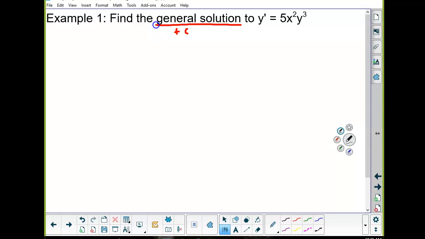Notice how this doesn't have that differential in it. It has y prime. So what we need to do is we need to see that y prime and think of it as a quantity dy over dx. And that's what it will allow us to separate the variables, the x's and y's.